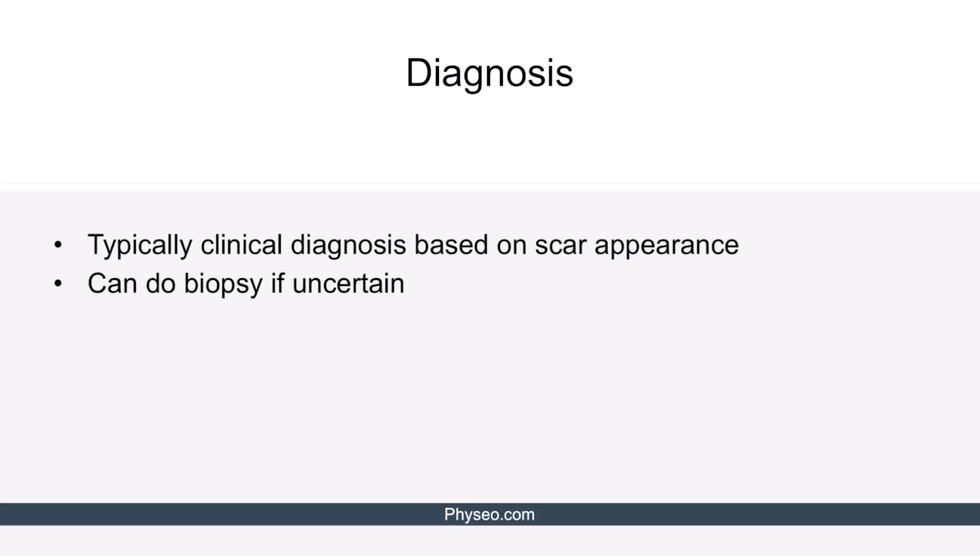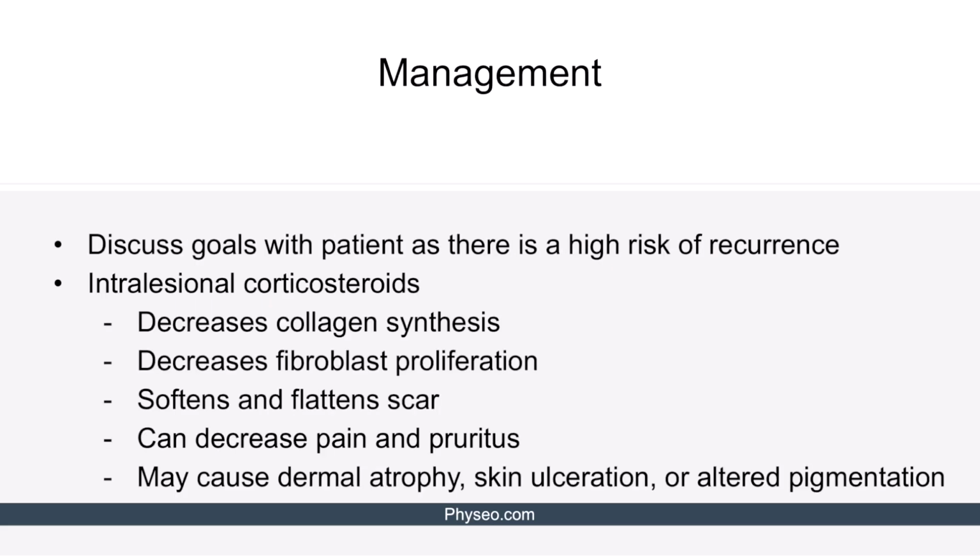As with many dermatologic pathologies, it's typically diagnosed based on clinical appearance. However, if there's ever uncertainty regarding a lesion, then you can do a biopsy to make sure that it's a keloid. Otherwise, you see it and you determine that it's a keloid. Okay, so now let's say you've diagnosed it. You visualized it and you know that it's a keloid scar. What do you do about it?